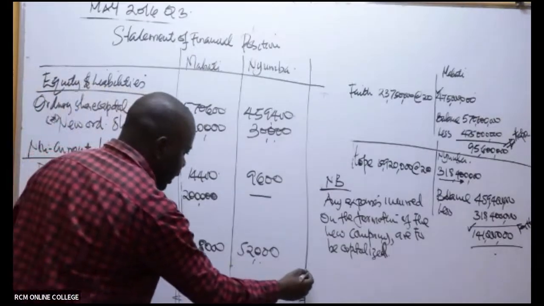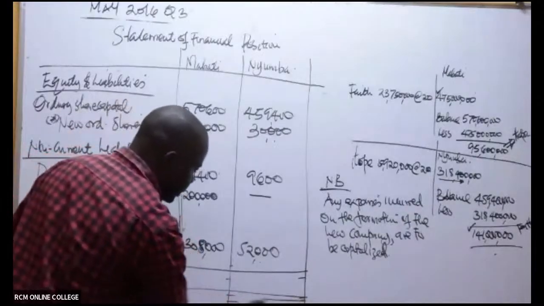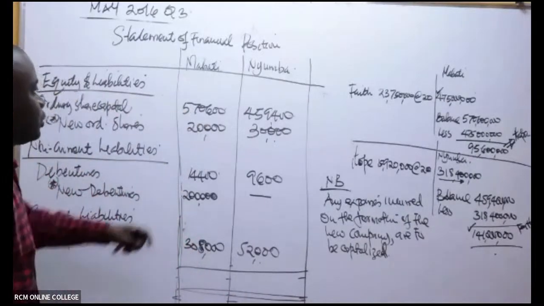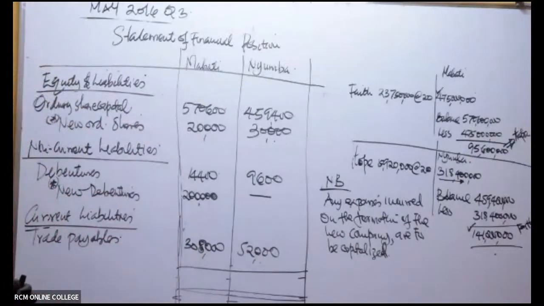So you can try to add. So what are you getting as the total for mabati?